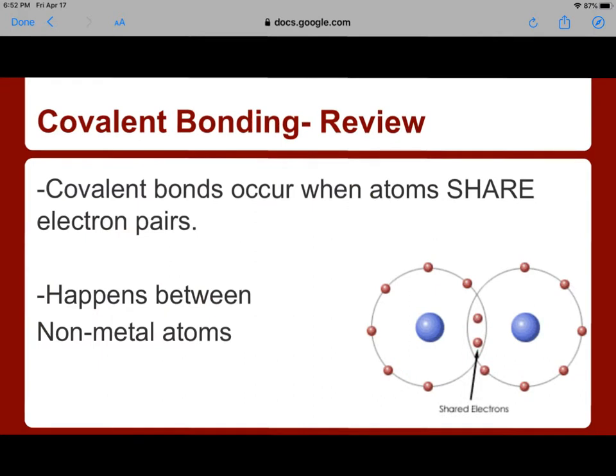So since we are, again, talking about covalent bonding, just a quick review of what that means. Covalent bonding occurs when atoms share pairs of electrons, like this. So remember, in ionic bonding, an atom would take electrons from another atom. In covalent bonding, it's a little bit more friendly. They're sharing. And also recall that this happens between non-metal atoms, so stuff in that upper right side of the periodic table, and also hydrogen.